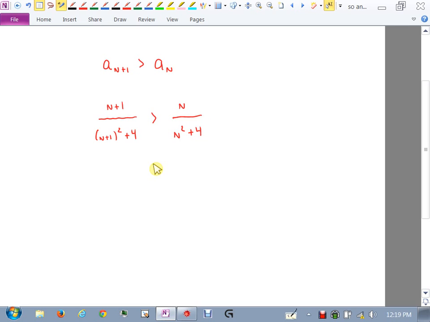Here, it's not like, it looks like it. We have to do algebra. So I'm going to multiply both sides. Well, how about I expand that bottom out on this side? So I'm going to square this mentally, expand out. I get n squared plus 2n plus 1, but I already had a 4 there, so that's this.